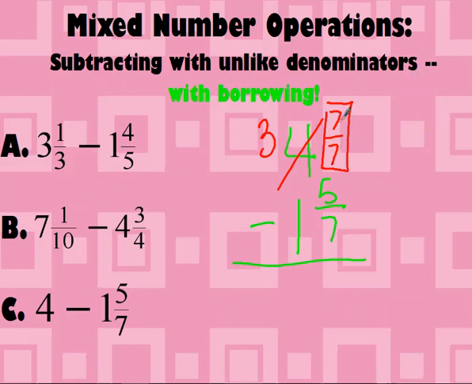Okay? So now we can subtract just like normal. 7 minus 5 is 2. My denominator I worked really hard for, so it's still going to be 7ths. And 3 minus 1 is 2.